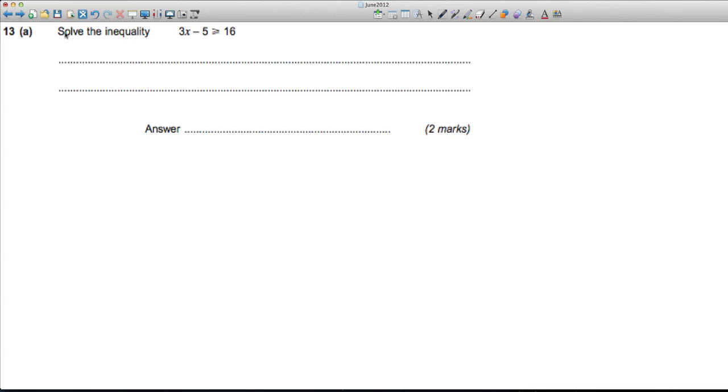Question 13, solve the following inequality. You can just think of that as an equal sign. Do exactly as you would do with a normal equal sign. Add 5 to both sides, so 3x must be bigger than or equal to 21. Divide both sides by 3, x is therefore bigger than or equal to 7. And your answer is as simple as that.